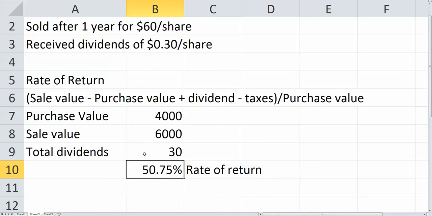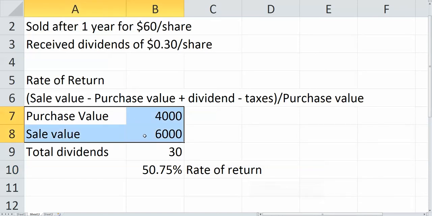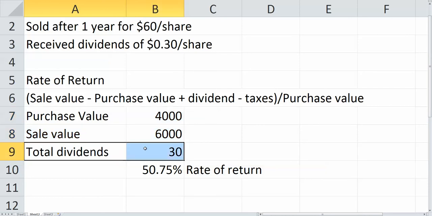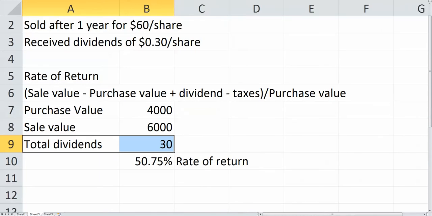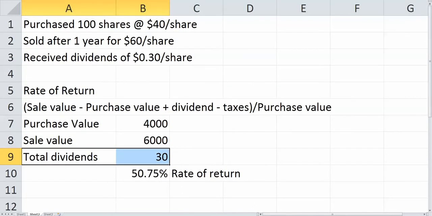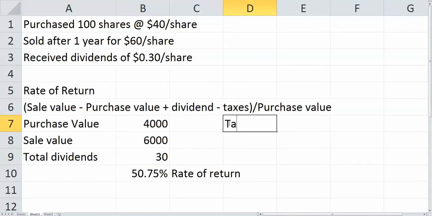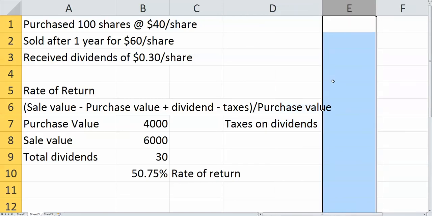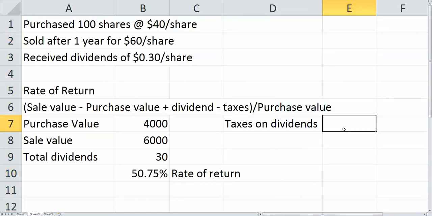The second question says, assuming you continue to hold the stock, calculate your after-tax rate of return. So basically, I'm not going to sell it, and if I don't sell it, then I don't have to claim this capital gain. I do, though, have to claim this dividend income and pay taxes on it. So what I'm going to do is come down here and just add in a section, taxes on dividends. And those taxes will be my rate, which was given in the problem.